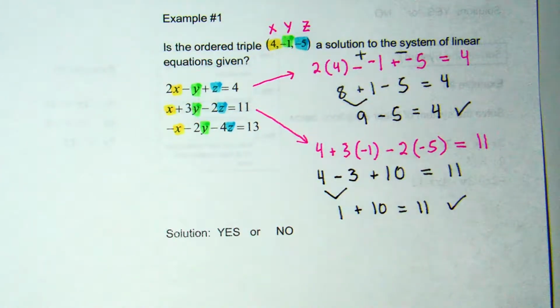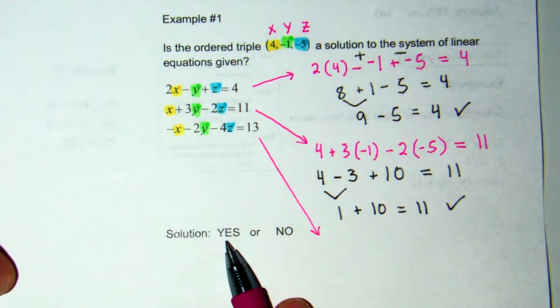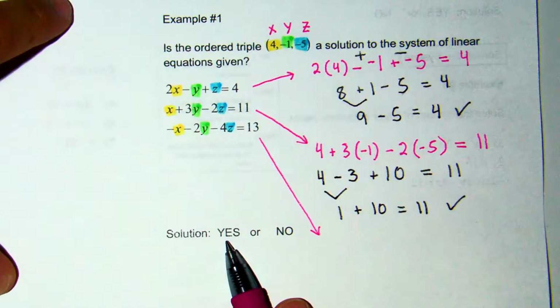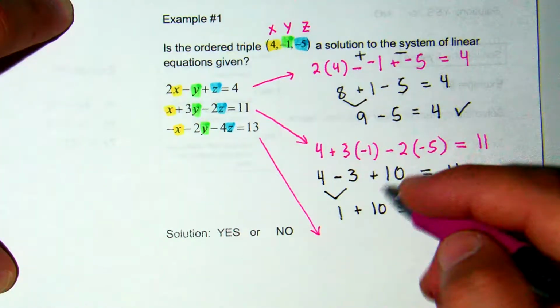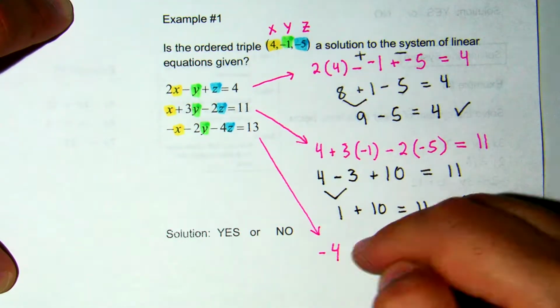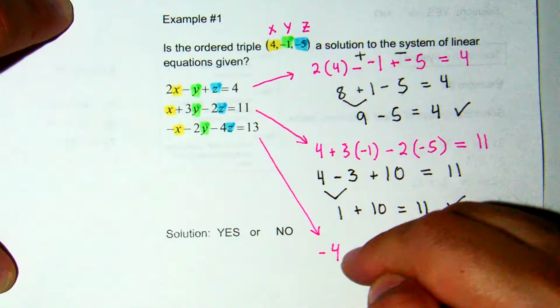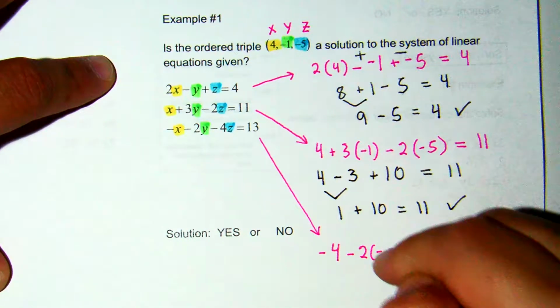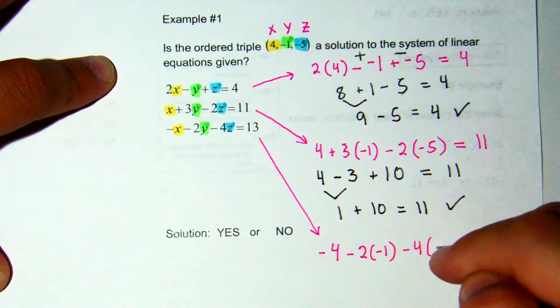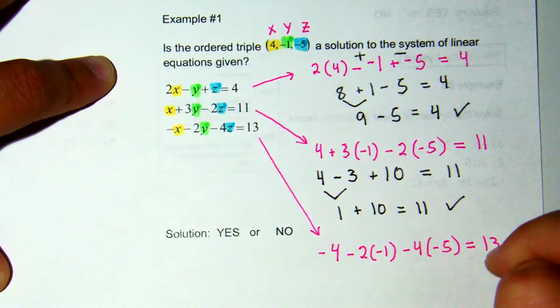All right, so the last one we'll test. So far, it is a solution. If this one's false, remember, if any one is false, it is no longer a solution to the system. So now we have negative, and we substitute 4 for x, minus 2 times the y value of negative 1, and they're multiplying, so I use parentheses, minus 4 times negative 5, and does that equal 13?